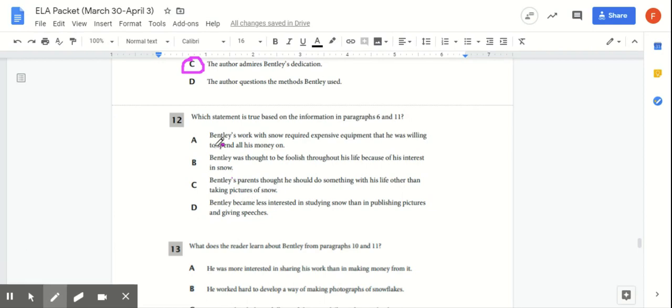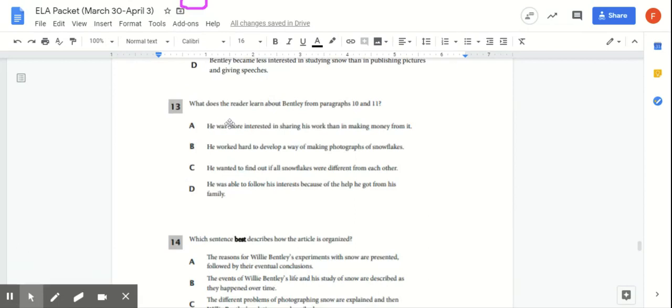This is showing that A would be our best answer here. Yes, his father mentioned that it was foolish in paragraph 6 for him to be so interested in snow. But that wasn't throughout his life. So A is our best answer.